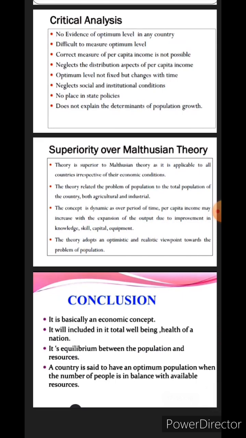And now the conclusions. Basically, the optimum population theory is not just an economic concept. It includes the total well-being and health of a nation, and its equilibrium between the population and resources. A country is said to have the optimum population when the number of people is balanced with the available resources. So it is one of the most important theories in population geography.